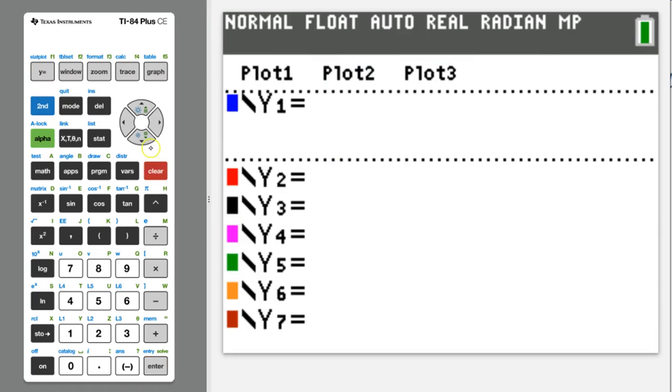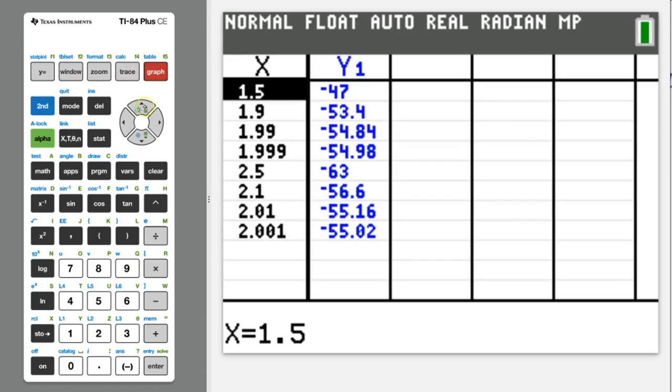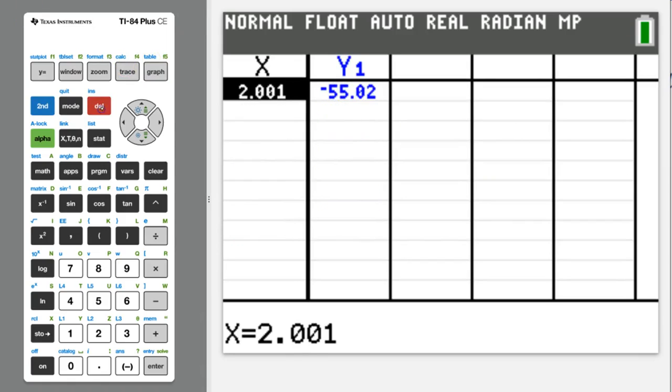We'll clear what's there. We have (25x minus 16x squared plus 69) divided by (x minus 3). And then we can go back into the table. We can press delete to clear the numbers that were there. We only have 4 of them this time. We have 3.5.